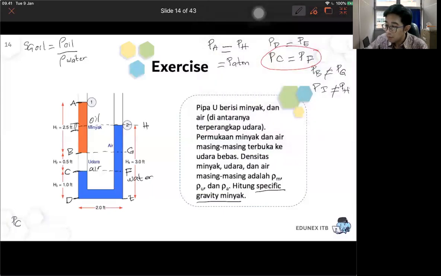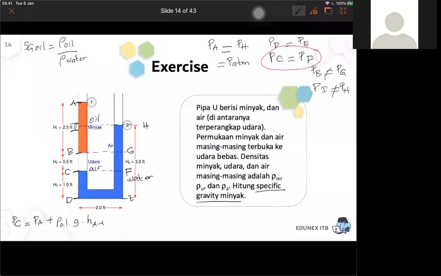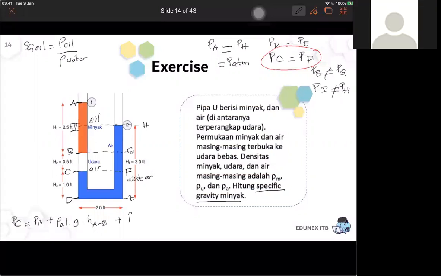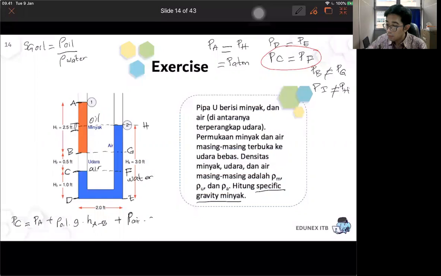Pressure at C will be equal to PA plus density of oil times g times distance h1, between A and B. Plus density of oil times g times height between B and C. This one equals atmospheric pressure. And the same for point F is PH plus density of water times g times height between H and F.